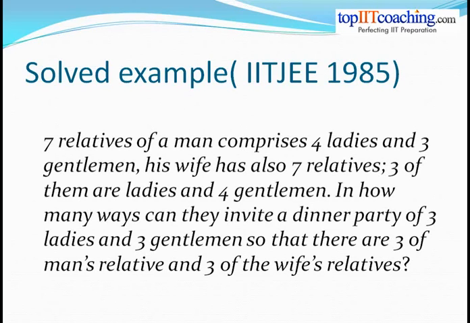So what we have been given in this question is, there is a man who has got 7 relatives, of whom 4 are ladies and 3 gentlemen, and the wife has also 7 relatives, out of which 3 are ladies and 4 gentlemen. Now they have to invite for a dinner party, and we need to find the number of ways in which they can do so. The constraint is that there are 3 ladies and 3 gentlemen, and 3 have to be the man's relatives and 3 the wife's relatives. So let's try to solve this problem.